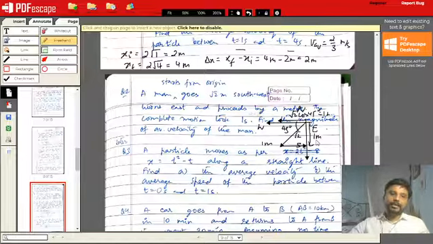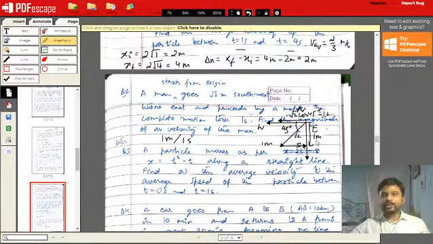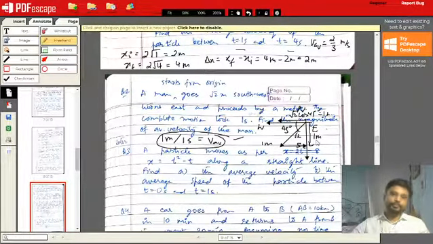So the particle's displacement is 1 meter, and it has taken 1 second to complete it. So this is the average velocity of the particle. You can also say what is the direction. This direction is minus j cap, or towards south.